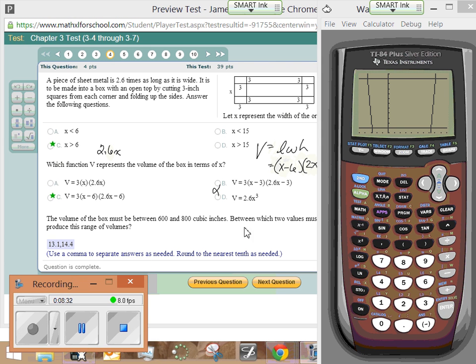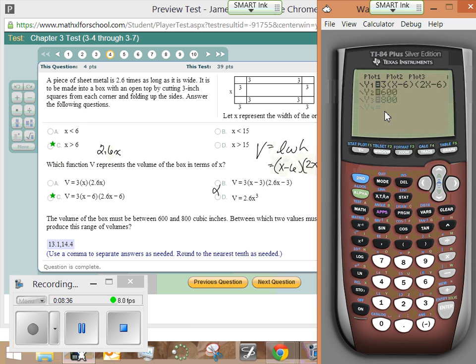Alright, so finishing this last part of this question, I typed this function into y equals, and then the two range values that they're asking about, 600 and 800, and I changed my window. If I know I'm looking for y values between 600 and 800, I changed my y minimum to 580 and my y maximum to 820, scale of 20, and then my x minimum and my x maximum, negative 10 to 20. Now if I graph that, it should look like this.